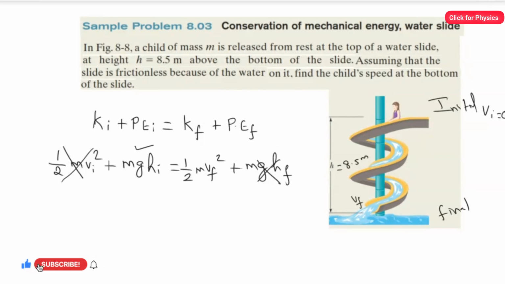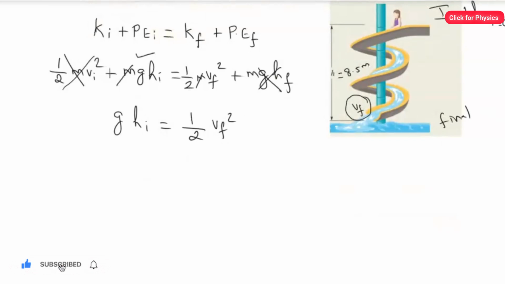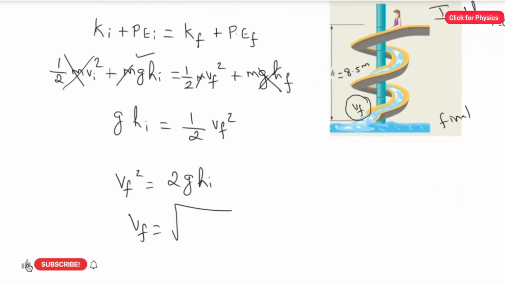Now the most important thing: the mass cancels with the mass. So what remains is g hi, which is equal to half vf squared. Here we are going to find the child's speed, that means the vf value. So we rearrange this equation in terms of the final speed. Therefore the final speed squared is equal to 2 multiplied by g multiplied by hi. Therefore vf is equal to the square root of 2 multiplied by g multiplied by hi.